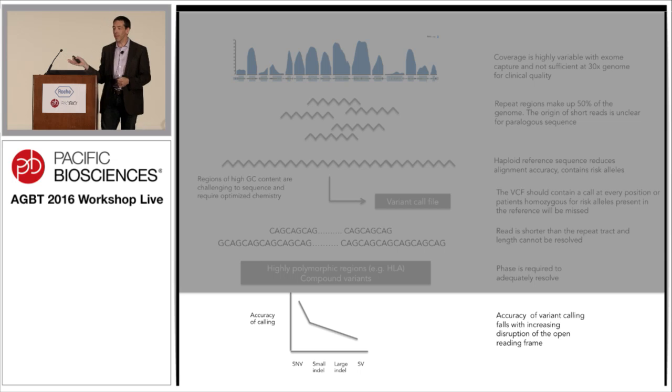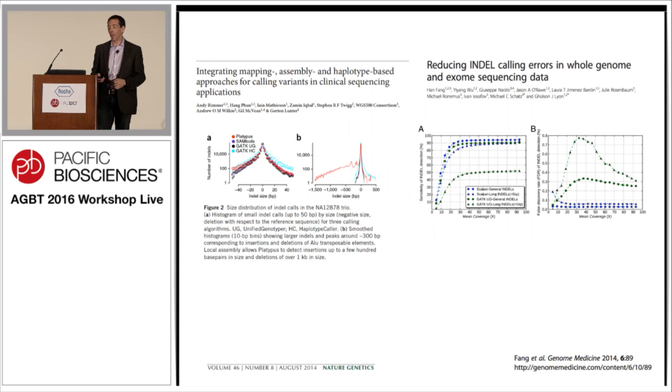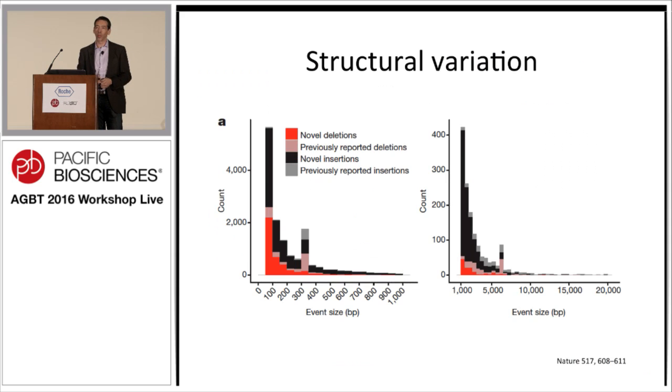Here, for example, is a simulation showing the difference in sensitivity and specificity, sensitivity shown here, for indel length for HaplotypeCaller and UnifiedGenotyper. Pretty good if the indel is 1 to 3 base pairs, but falling off dramatically as the indel gets longer. Structural variation, we've known also that larger than that is something that we can't easily get to with the algorithms that we have. There are some new algorithms. Here's a couple for indels that have been published in the last couple of years, and I'm sure many in the audience are working on new ones. But again, if you can't see it, you can't measure it.